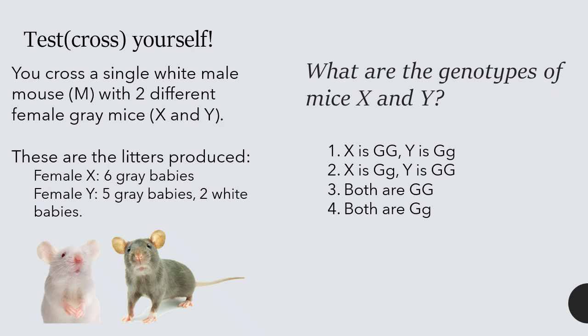Got your answer? Hopefully, you selected number 1. Mouse X is homozygous dominant, and Mouse Y is heterozygous. Now, since this is a small sample size, it is possible that X is heterozygous, but it is statistically unlikely that all 6 of them got the dominant allele and skipped the recessive one simultaneously. We can be absolutely certain about Mouse Y, though. The appearance of the white fur in the babies tells us that Mouse Y has to have a recessive allele, and so Mouse Y must be heterozygous.